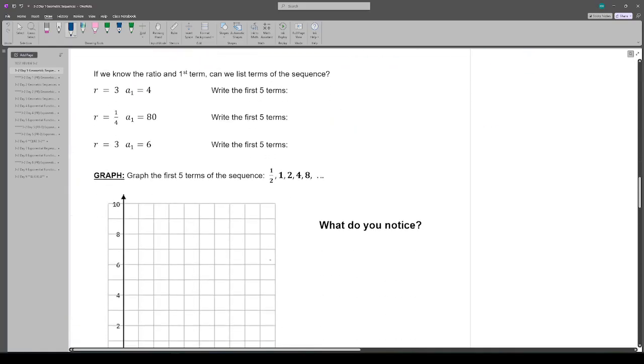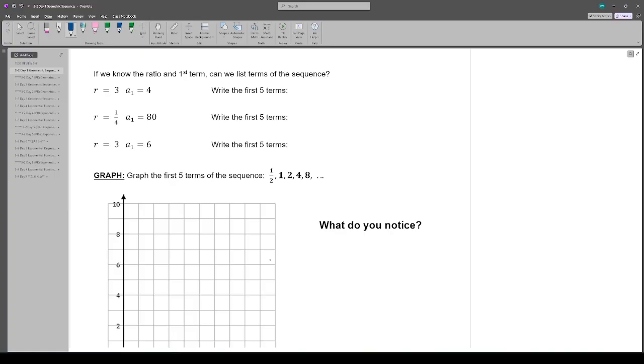Okay, if we know the ratio and the first term, can we list the terms? Absolutely we can. For our first 5 terms, we begin with A1 is 4. Then to find the next term, we apply our common ratio. We multiply by 3, we get 12. We multiply that by 3, we get 36. We multiply that by 3. 3 times 3 is 90, plus 6 times 3 is 18. 90 plus 18 is 108. Then to multiply this by 3, we multiply the 100, and then 8 times 3 would be 24. So we've got our first 5 terms.